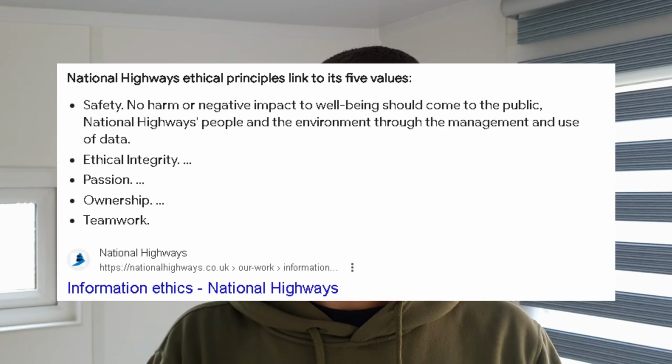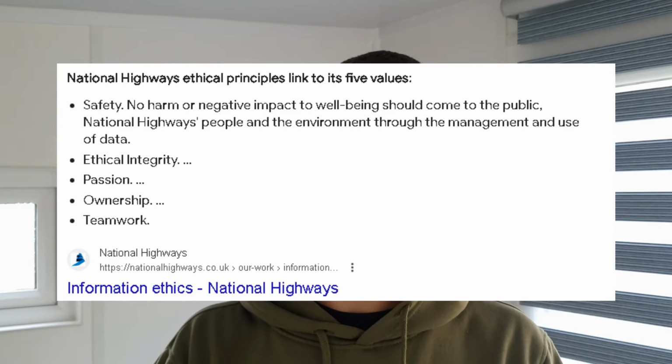Go onto it now for this interview, have a look at their values, write them down, and you basically need to start thinking about what sort of questions they're going to ask you. So let's say it's National Highways. I've gone on their website, look at their values. Safety, integrity, passion, ownership and teamwork.